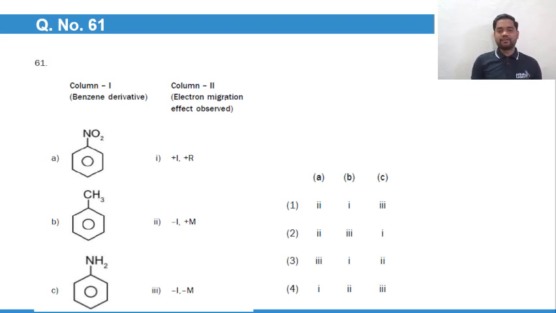Benzene derivative, electron migration effect observed. So NO2 is minus I, minus M. So A is 3. So I'll go with 61. Option number 3 is the right answer, because in A, the only option that has 3 is A. That is option 3.